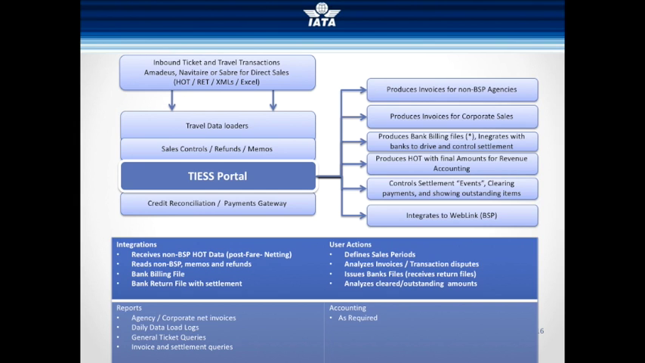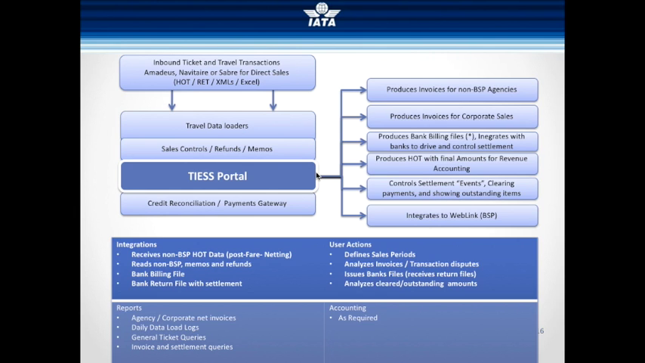Once data comes in, TIESS portal allows them to produce invoices for corporate sales, non-BSP sales, and integrates with the bank data. We also are a pre-processor for revenue accounting data as needed. So if a customer just needs to feed their data, we can produce reports for their accounting systems or revenue accounting systems, produce hot files for them and such. We have events, clearing, control, settlement routines to analyze payments of outstanding invoices.